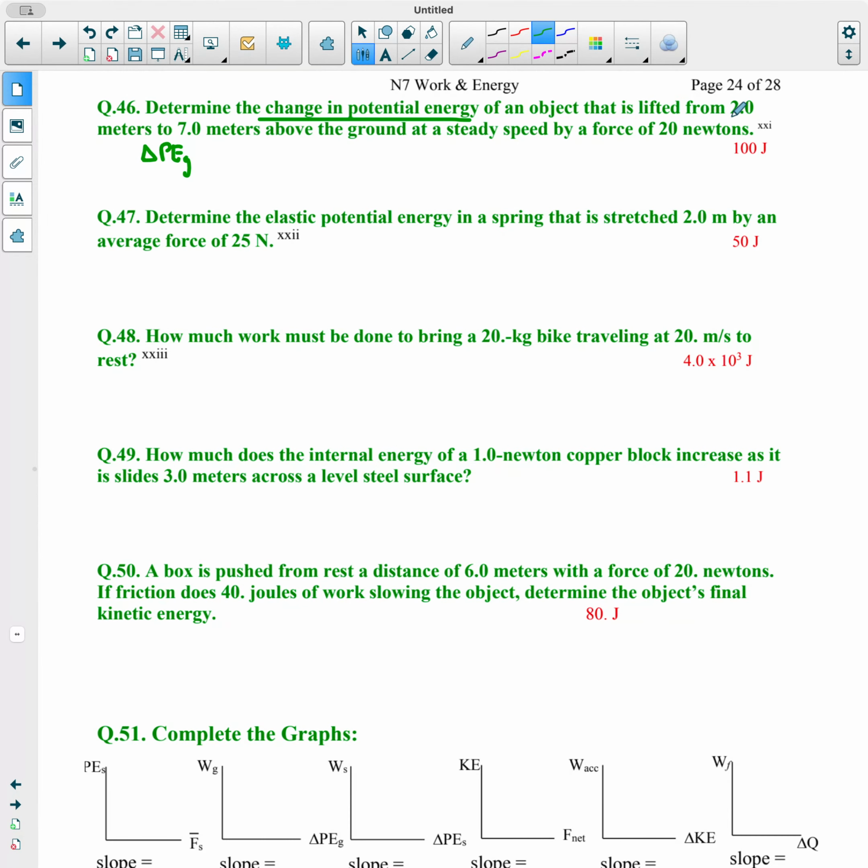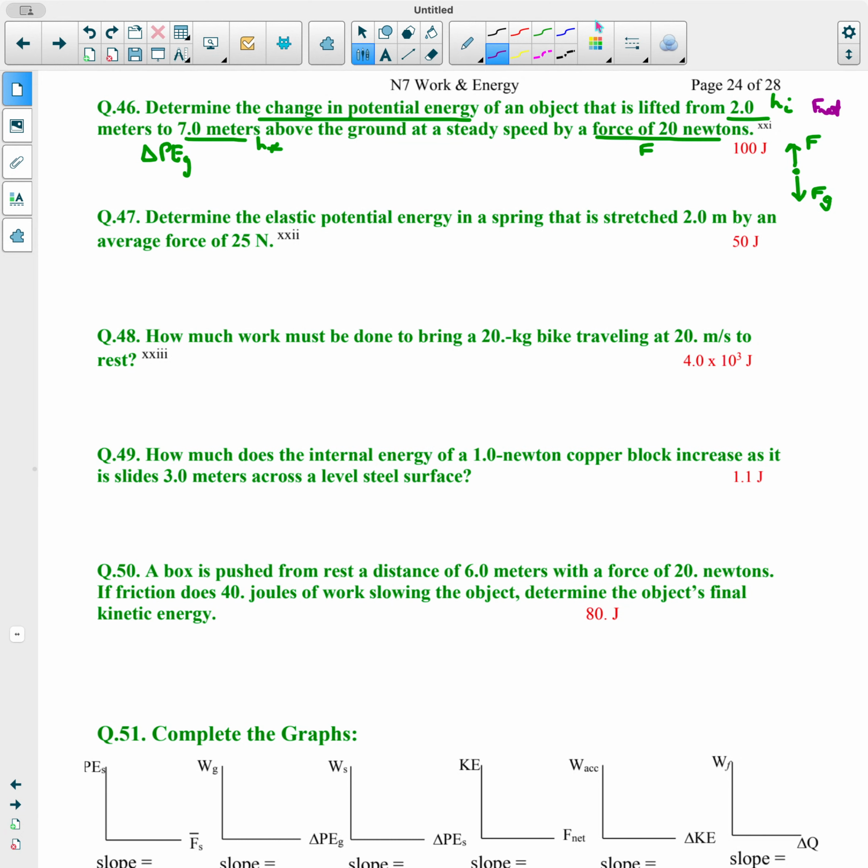And it's lifted from 2 meters. There's a distance or a height. This is like an initial height. To 7 meters. That's a final height. At a steady speed by a force of 20 newtons. That's an F. And so in case you need it, if this thing is being lifted at a steady speed, here's the FG. Here's the F. You can call that an F external, doesn't matter. These two are going to be equal to each other. The F net over here is going to be 0. So if we're really being thorough, make yourselves a little picture, blah, blah, blah.